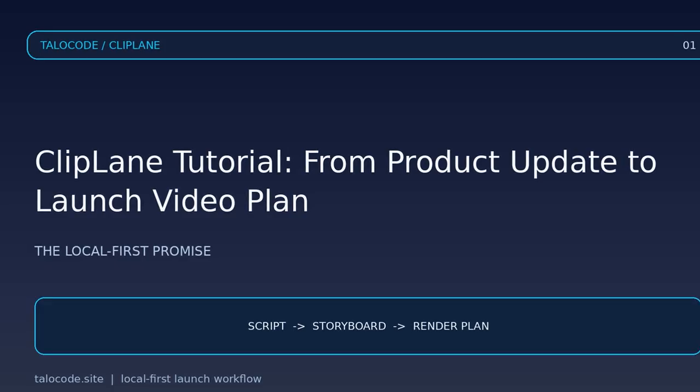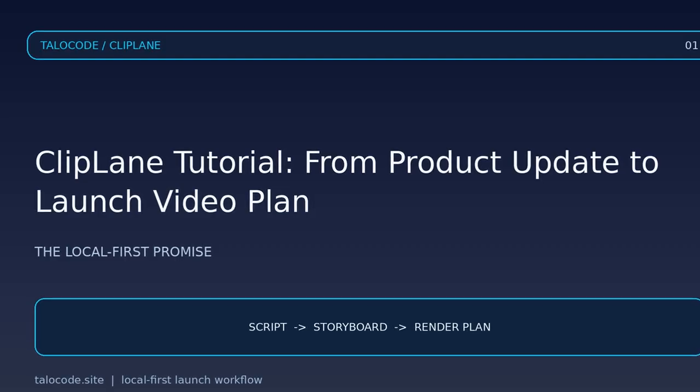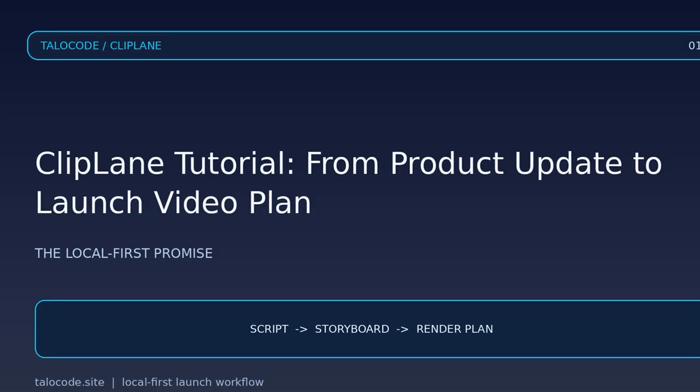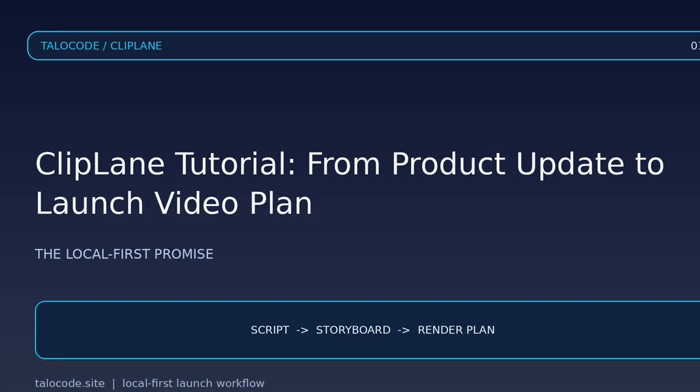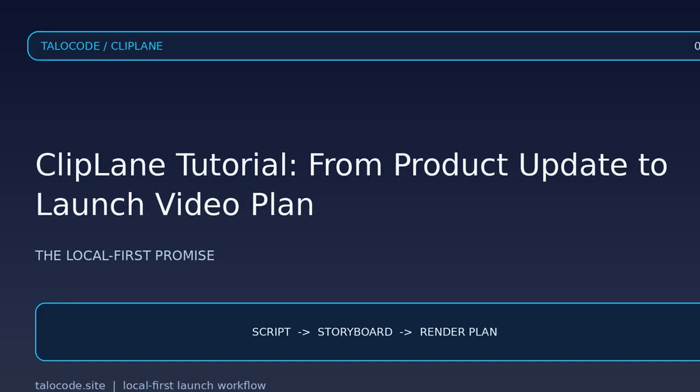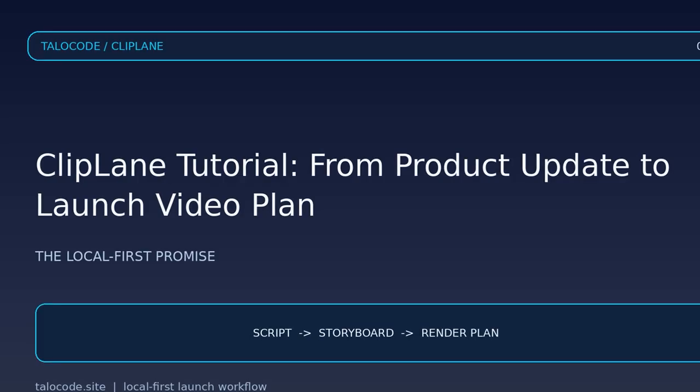Start with one product update and one viewer outcome. Do not begin by listing every feature. State what changed, who it helps, and what the viewer should understand by the final frame. For example, a workflow now turns a product update into a reviewable launch plan. That is a claim a demonstration can support. It gives the video a destination.